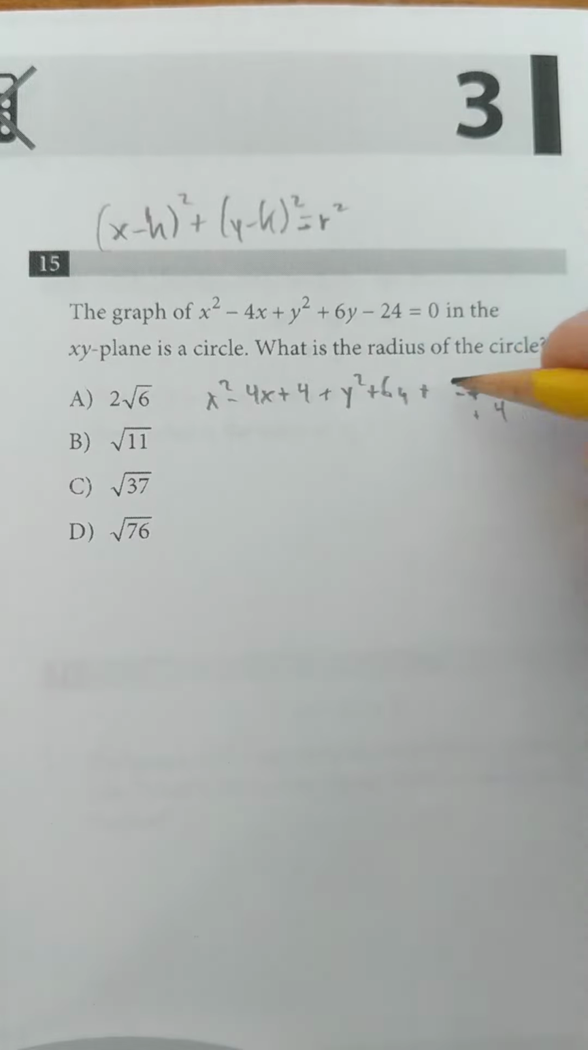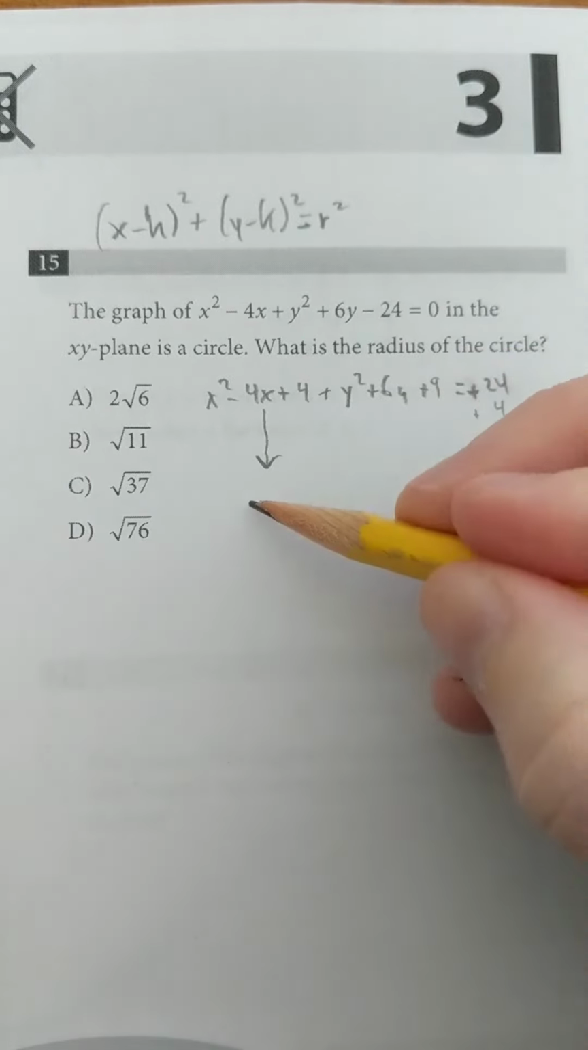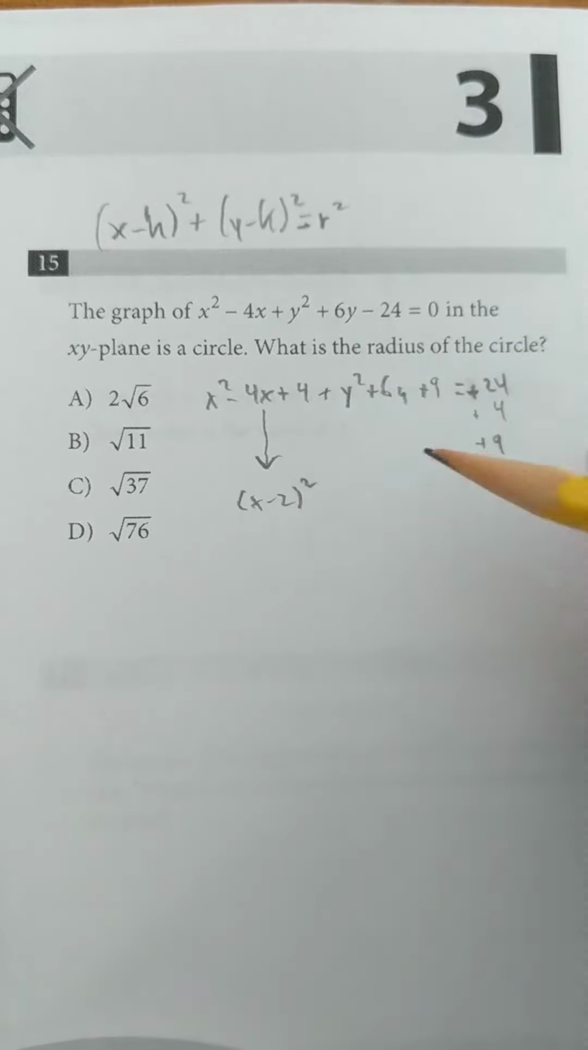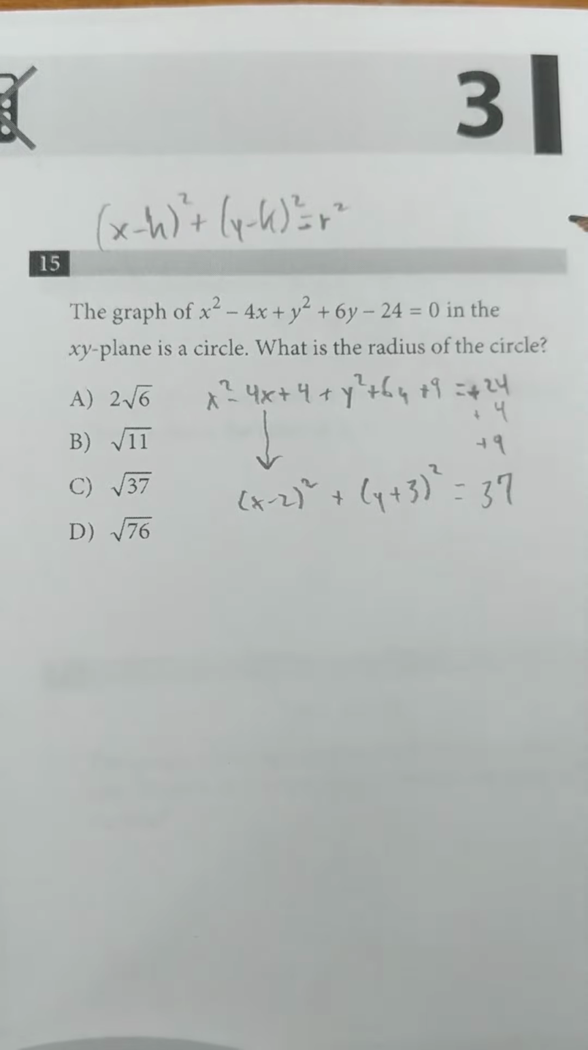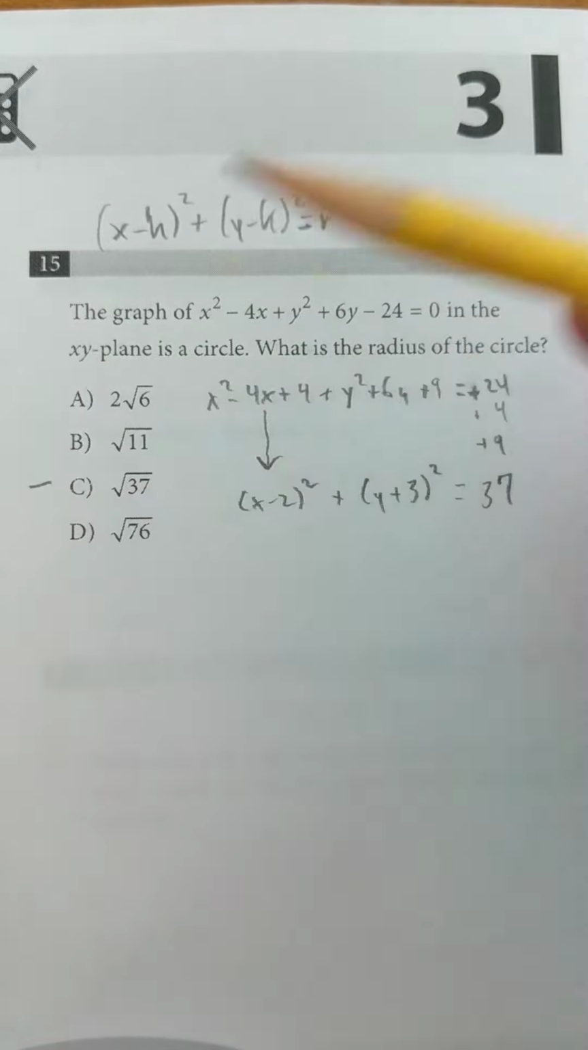Then I take half of 6 and square it. That's 9. I add that to both sides. Now this is a perfect square trinomial, x minus 2 quantity squared. So is this one, y plus 3 quantity squared. This all comes out to 37. This always equals the radius squared, so that means that the radius must be root 37.